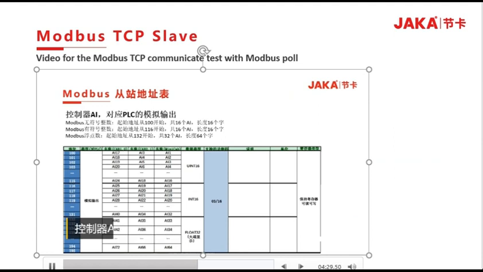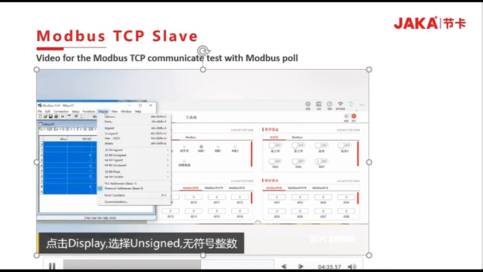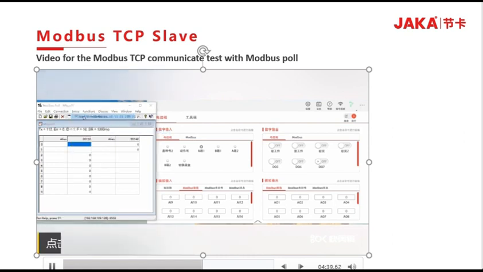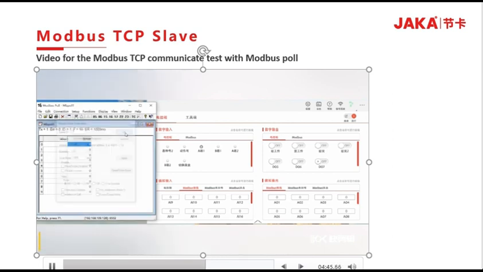Now the controller AI. For the integer, click Display, select Unsigned Integer, click Setup and select 16. Starting address 100 with input the register value. The status can be read from the app.